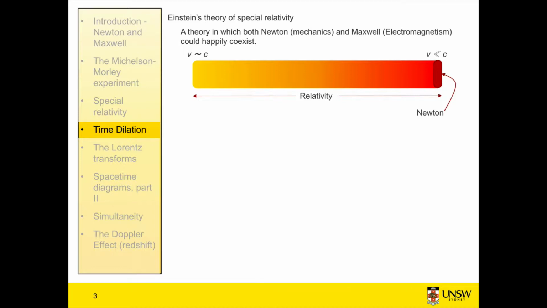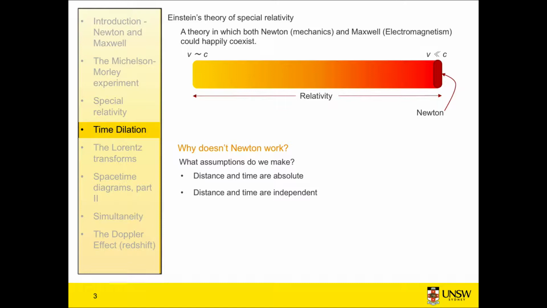So the interesting question to ask is why? What part of Newtonian physics is the limitation? To answer that question, we need to look at what assumptions Newtonian physics makes. And these assumptions are so fundamental that we don't even think of them as assumptions. But we assume two things. We assume that time and space are absolute, and we assume that they're independent.